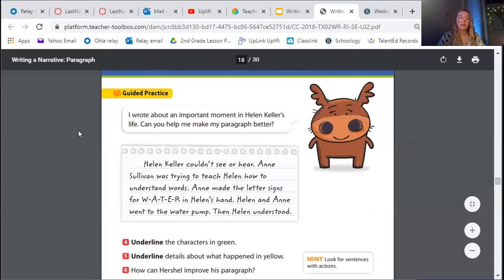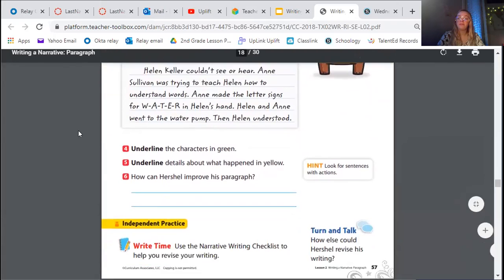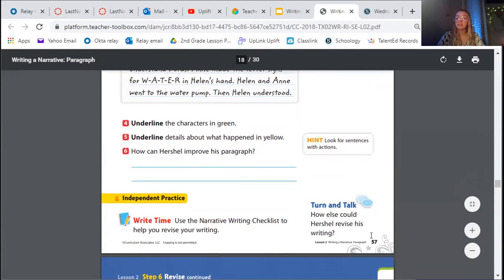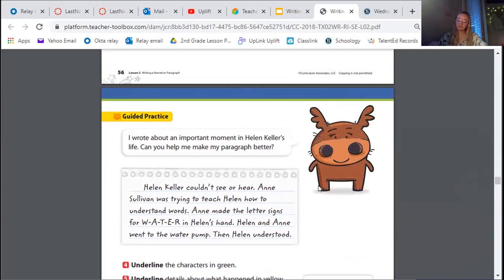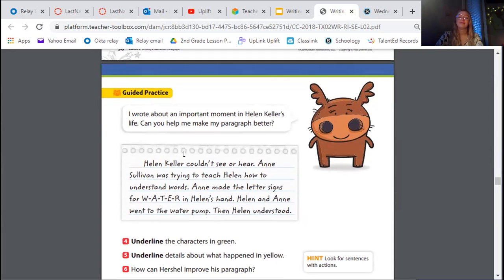So let's open up in our books to page 57. It should look like this. It will say guided practice, and you'll see our friend Herschel right there in the corner. Let's read what he's trying to say. Herschel said, I wrote about an important moment in Helen Keller's life. Can you help me make my paragraph better? We sure can, Herschel. Let's see what you wrote.